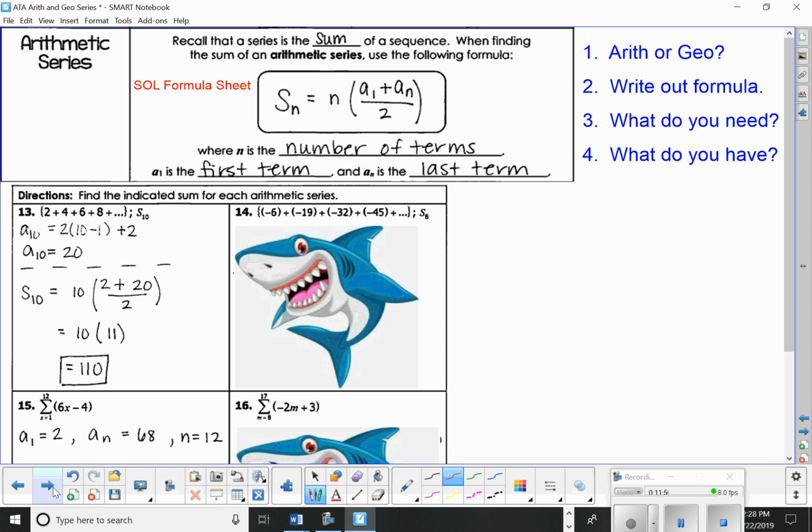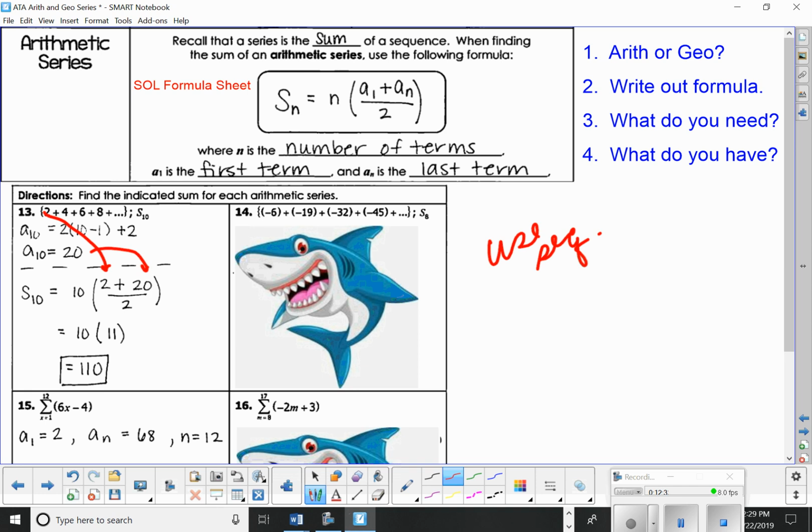Now, number 13 has 2 plus 4 plus 6 plus 8 plus ... S sub 10. You only have 1, 2, 3, 4. You need A sub 10. Okay? So, in order to figure out A sub 10, sometimes you have to use the sequence formula. So I use the sequence formula to get A sub 10. Now that I have A sub 10, I have everything I need.